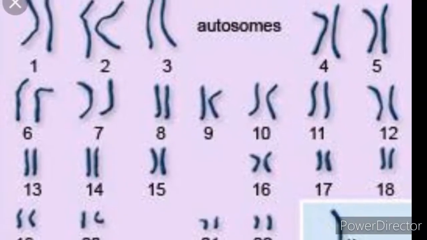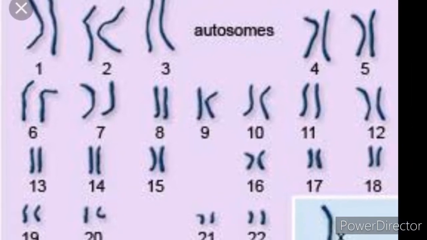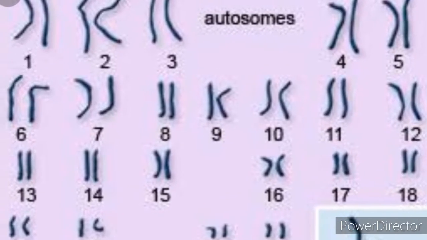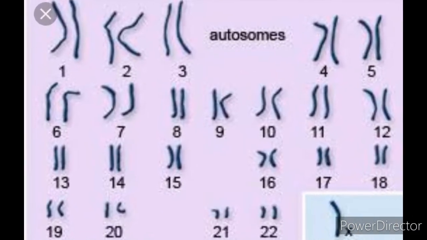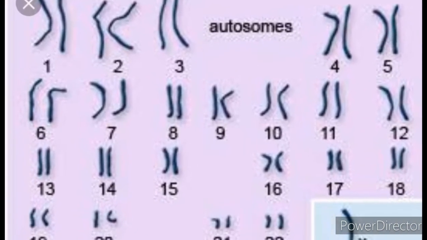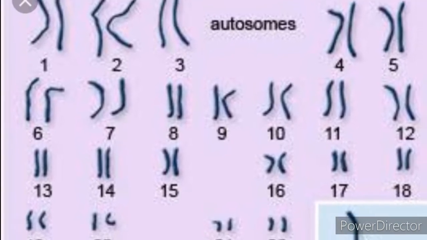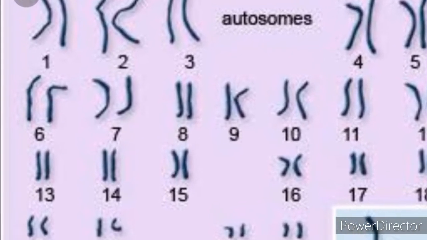This is the ideogram of Turner syndrome. See the last 23rd member. One member is missing. One chromosome is missing. Only one X chromosome is there. This is an X0 condition. Clear, I think.